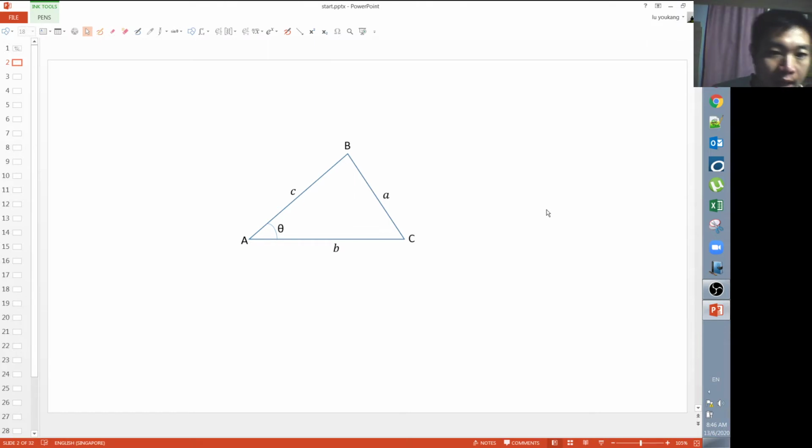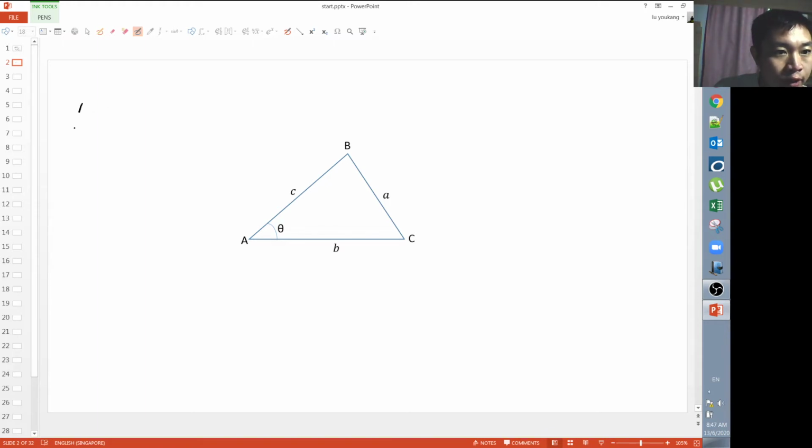So I already have a triangle here, right? I hope you can see this is my triangle ABC, and my AB, I call it my side C, and for my BC, I call it my side A. And over here, the base AC, I call it my side B. And you have your angle theta here, right? So I can also do a recap, okay?